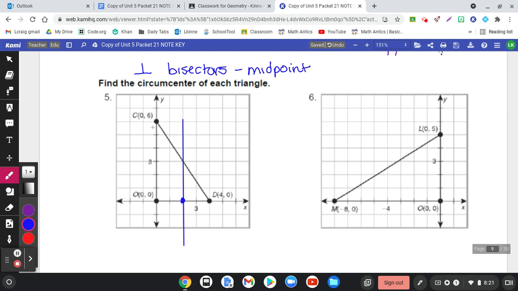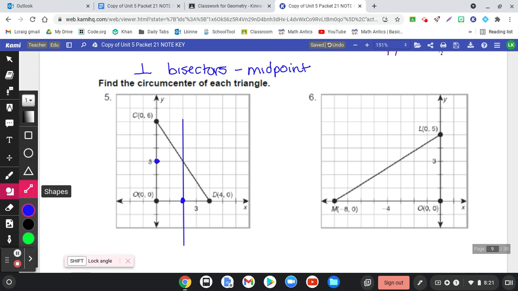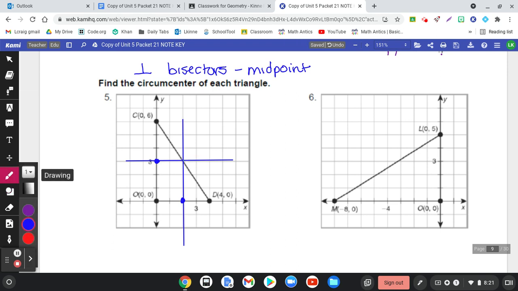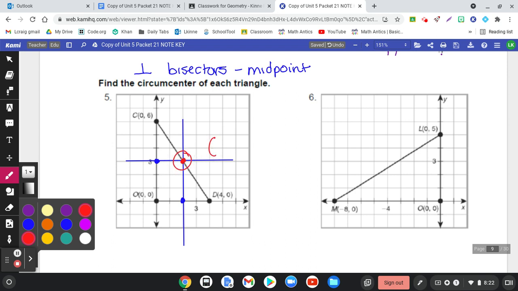So let's do this side over here. It goes up to 6. Half of 6 is 3. So there's your midpoint. And then draw your line. Since it's vertical, we're going to draw it horizontal. The point where those lines meet, right there, is your circumcenter. And those have the coordinates 2, 3.